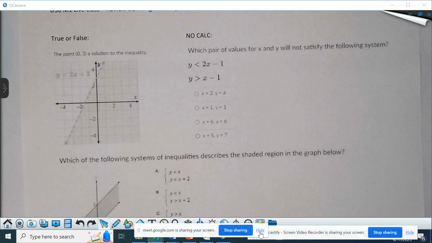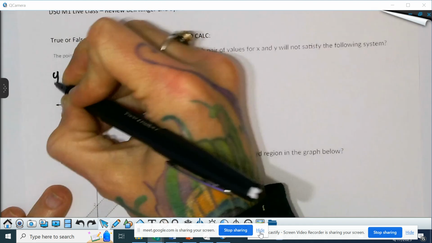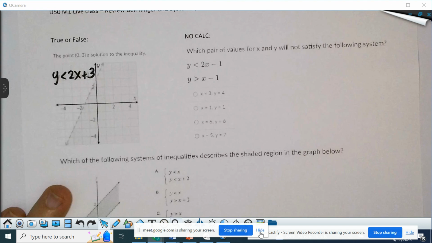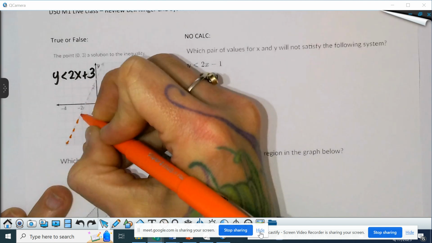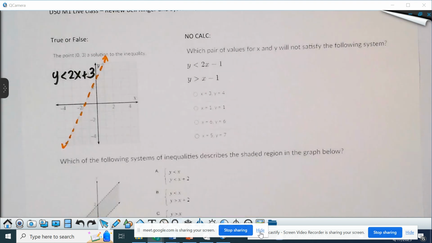Okay, so these were the highest percentage missed questions. This is y is less than 2x plus 3. Over talking, but just again as a review, we have a dashed line here. The reason that is dashed is why? Why is that a dashed line? You tell me.